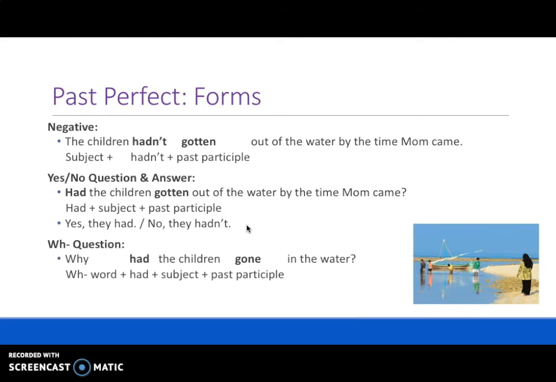WH question. Why had the children gone in the water? So we have the WH word first, then had, then the subject, which is the children, and then the past participle, which is gone.